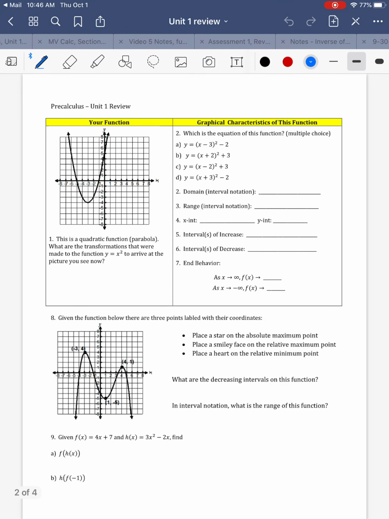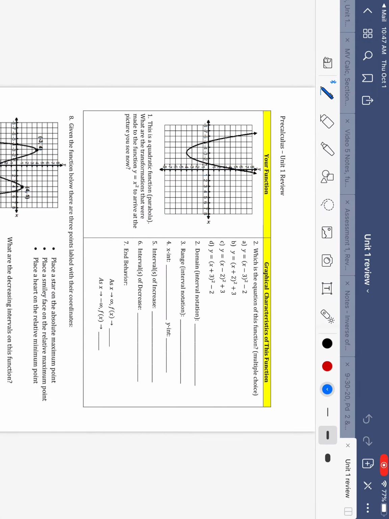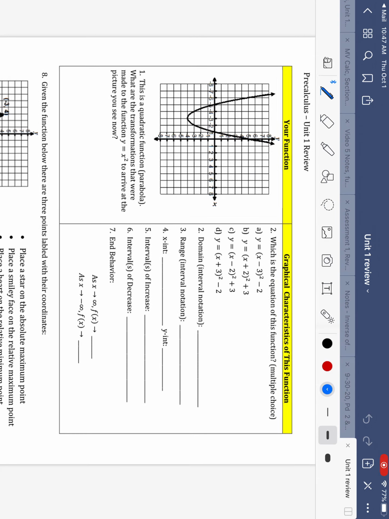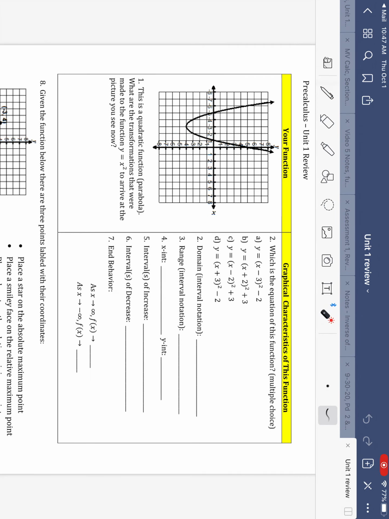All right, so let's do this first one here. This right here is a quadratic function, a parabola, and normally a quadratic function would be right in the center here. I'm going to turn my screen this way so it's a little bit better. Normally a parabola would be right here in the center, and you notice this was moved to the left 3 and down 4, and that's what I'm talking about in those transformations. So I would move left 3 and down 4.